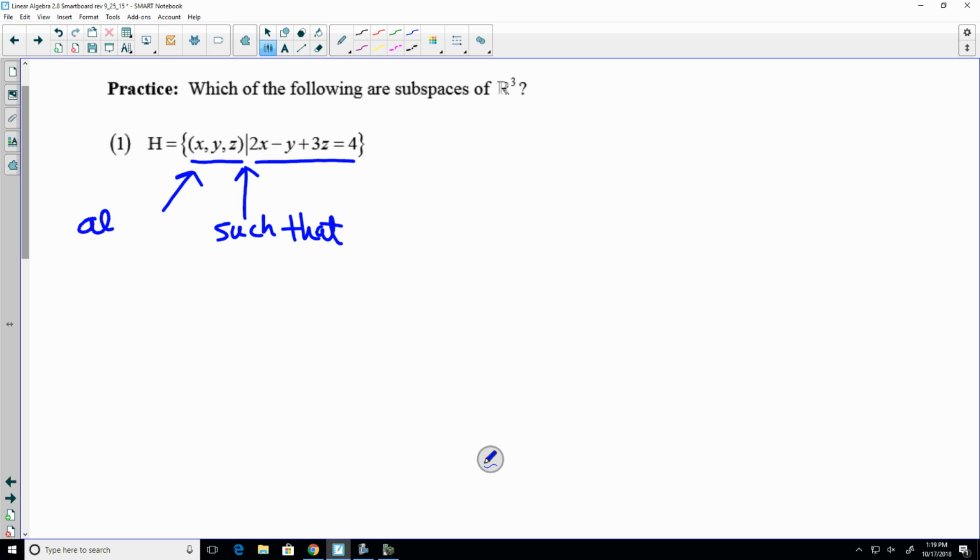So all these such that this is true, right? This property holds, okay? So H is all the R3 vectors such that 2x minus y plus 3z is equal to 4. So any vector where that holds is going to be in H. And we want to know, is this a subspace?